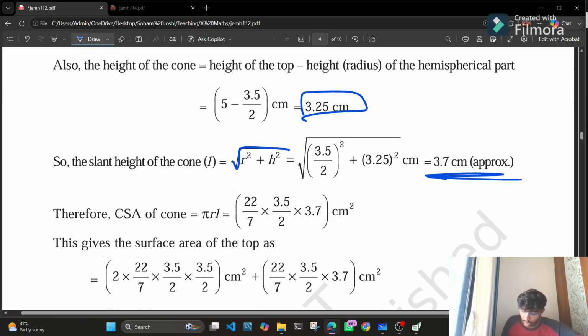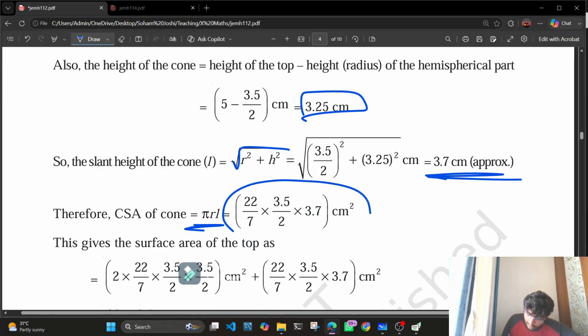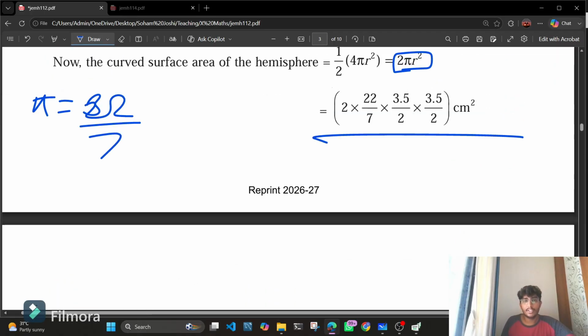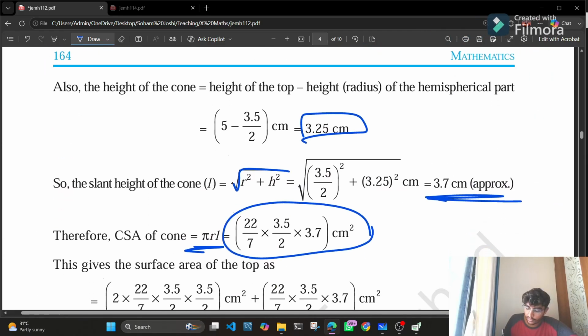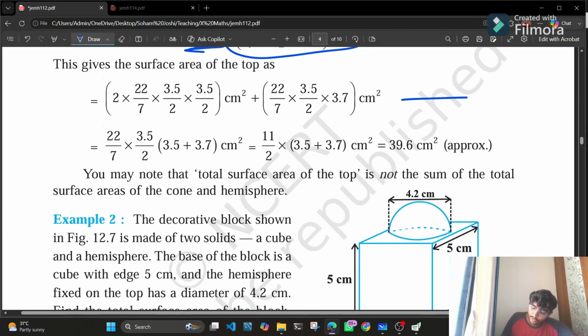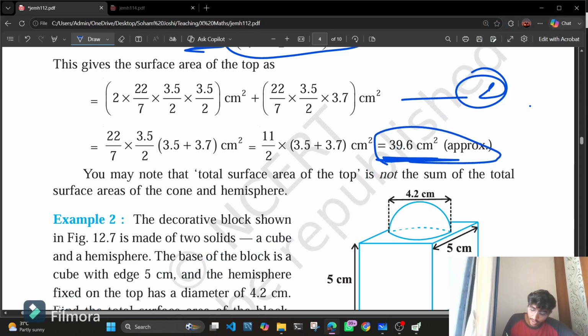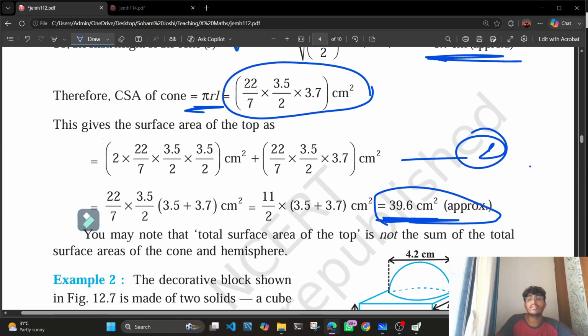Therefore, the curved surface area of the cone is pi r l, where l is the slant height of the cone. Substituting all the values, we get this part. Now we just need to add the two derived calculations, that is, the curved surface area of the hemisphere and the curved surface area of the cone. If we add both of them, we get approximately 39.6 centimeters square. So the total surface area for this figure was 39.6 centimeters square.